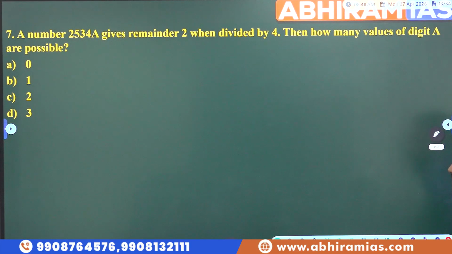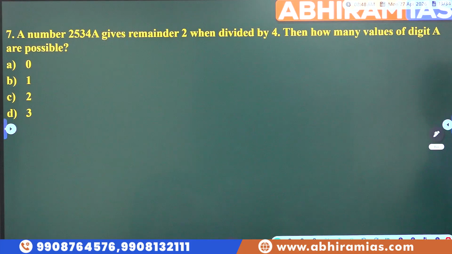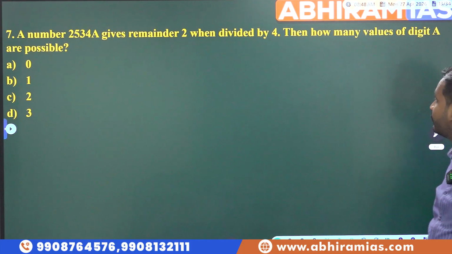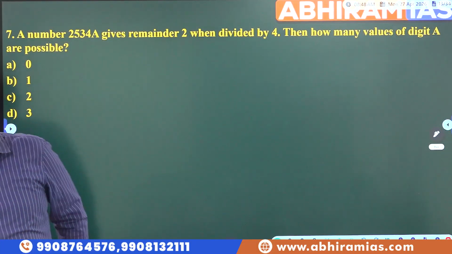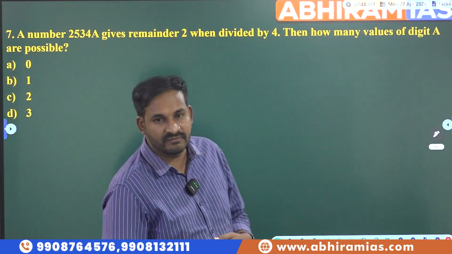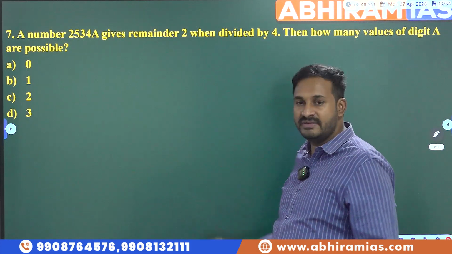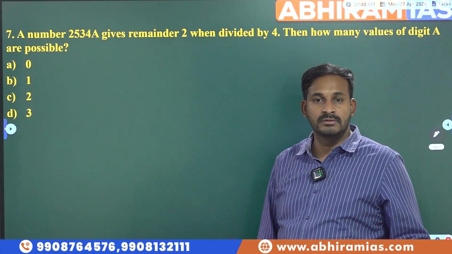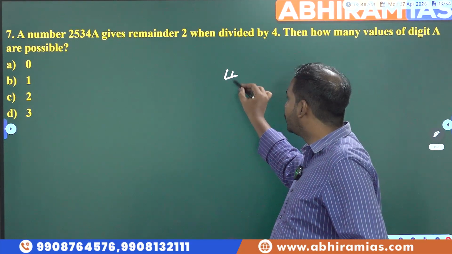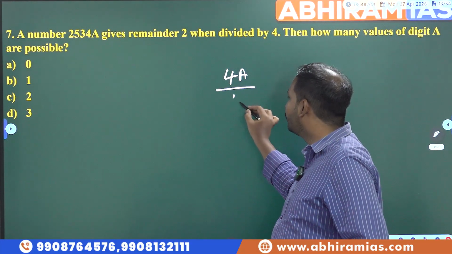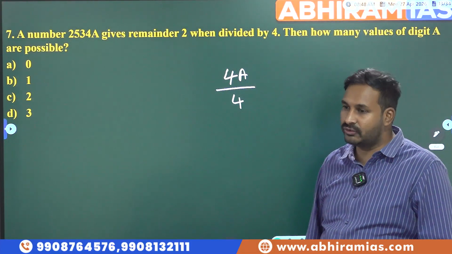A number 2534a gives remainder 2 when divided by 4. Then how many values of digit a are possible? Do it, students. How many values of digit a are possible for us here? What is the divisibility rule of 4? Last 2 digits should be divisible by 4, right? So that means 4a should be divisible by 4. Is it exactly divisible? No, it should leave a remainder 2.